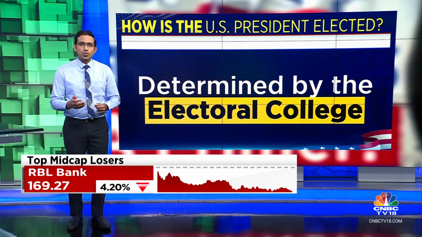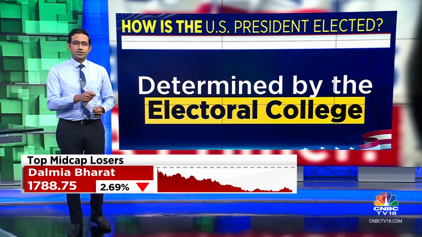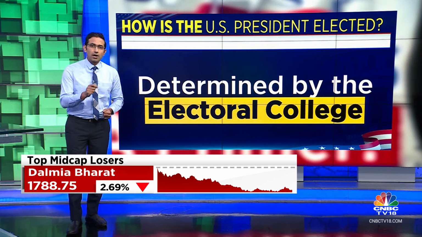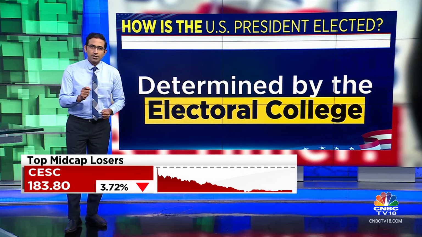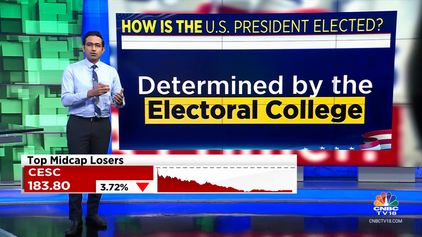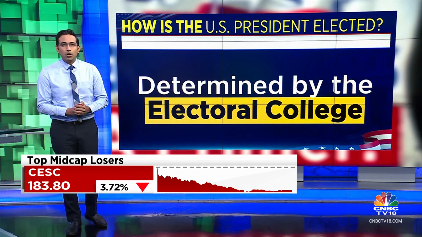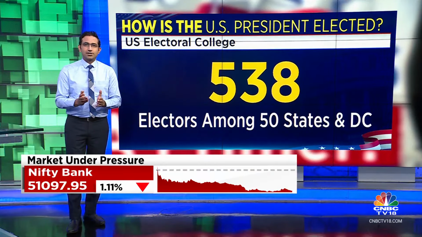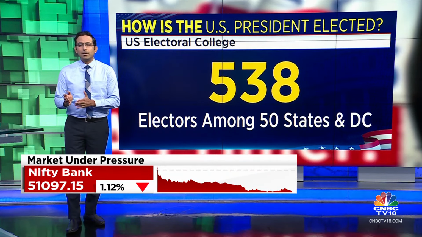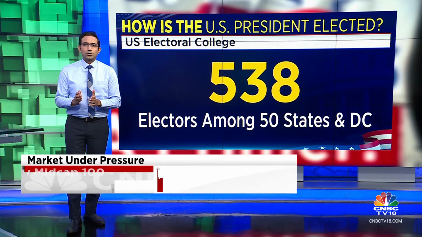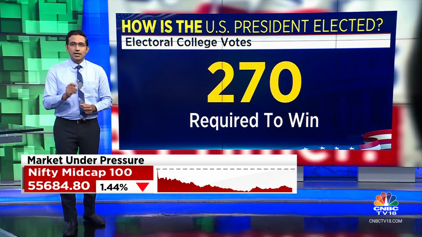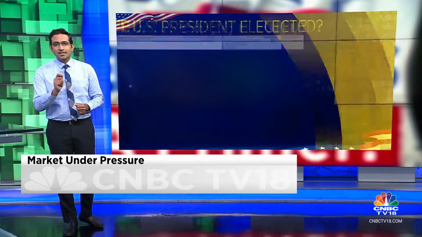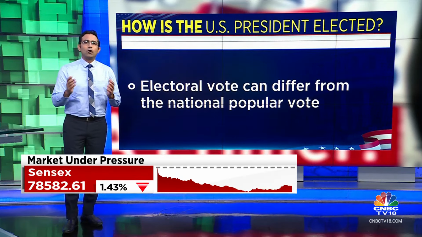Well, eligible voters will elect the next US president, vice president, all 435 House of Representatives seats and 34 out of the 100 Senate seats and more. The next president, either former President Donald Trump or Vice President Kamala Harris, will be determined by what is known as the Electoral College. 538 electors among 50 states and DC, where a majority of 270 or more is needed. Now remember, the electoral vote is awarded on the basis of the popular vote in each state, and this can differ from the national overall popular vote.